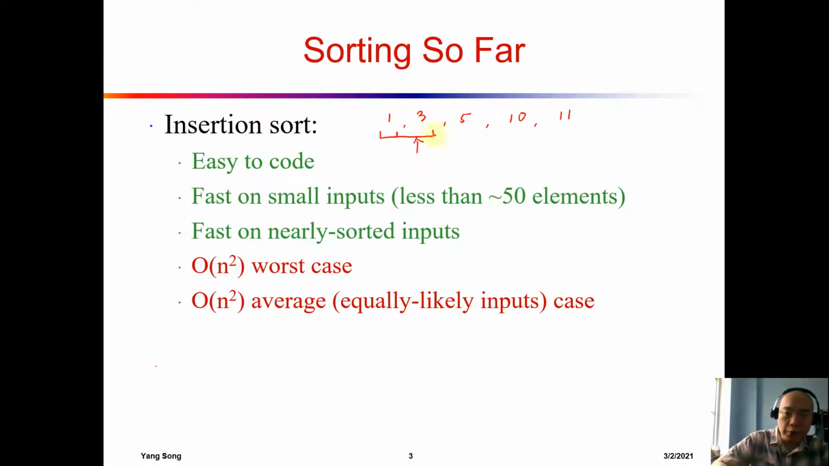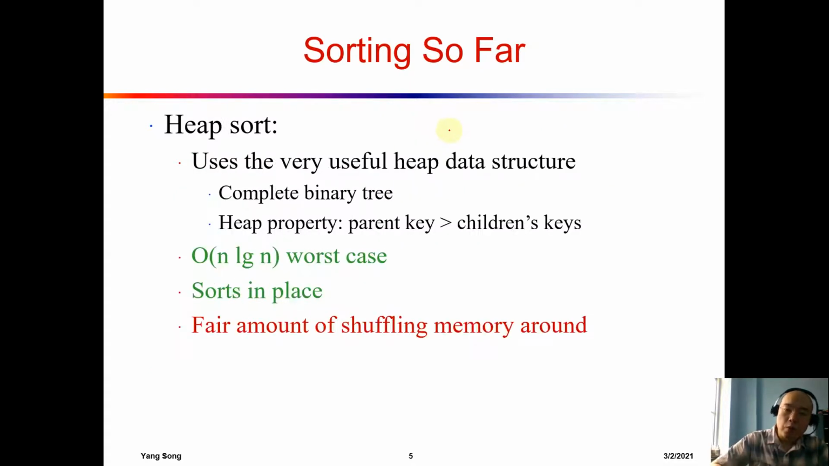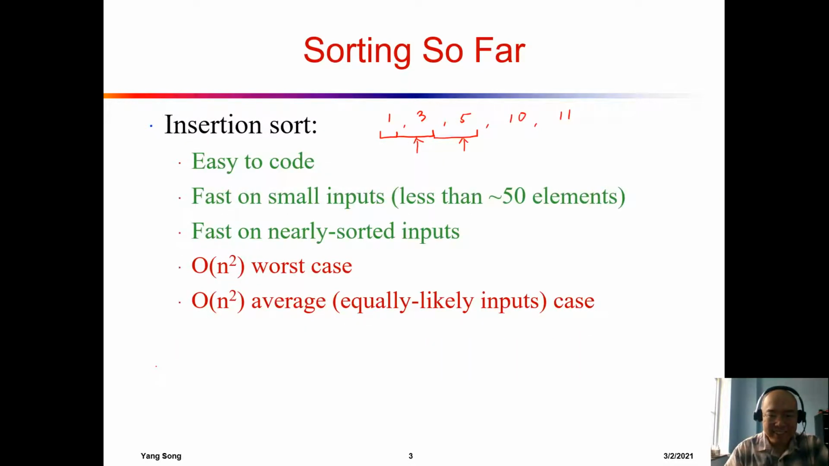And then we want to expand again. When we expand to 5, we want to check whether 5 is at the right location. And it turns out that 5 is greater than all the other values. So 5 is also at the right location. So we expand to 10, and you will find that 10 is greater than 5, so 10 is greater than all the other values. So 10 is at the right place. And then if we expand to 11, you will see the same thing. 11 is greater than 10, so 11 is greater than all the other values. This means 11 is at the right place.